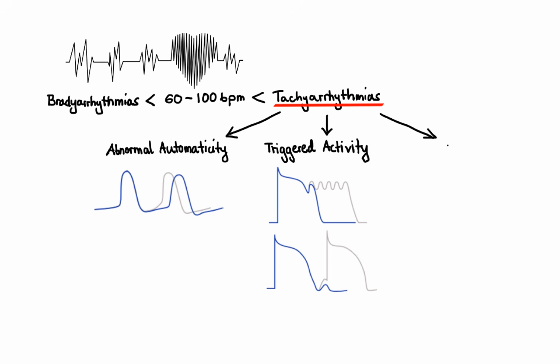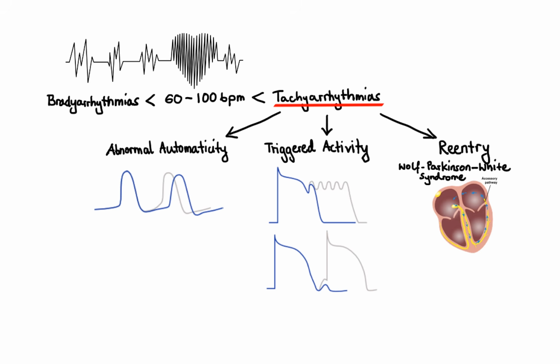Now, the third mechanism of tachyarrhythmias is called reentry. An example of this is Wolff-Parkinson-White syndrome, in which an extra or so-called accessory pathway exists between the upper and lower chambers of the heart.